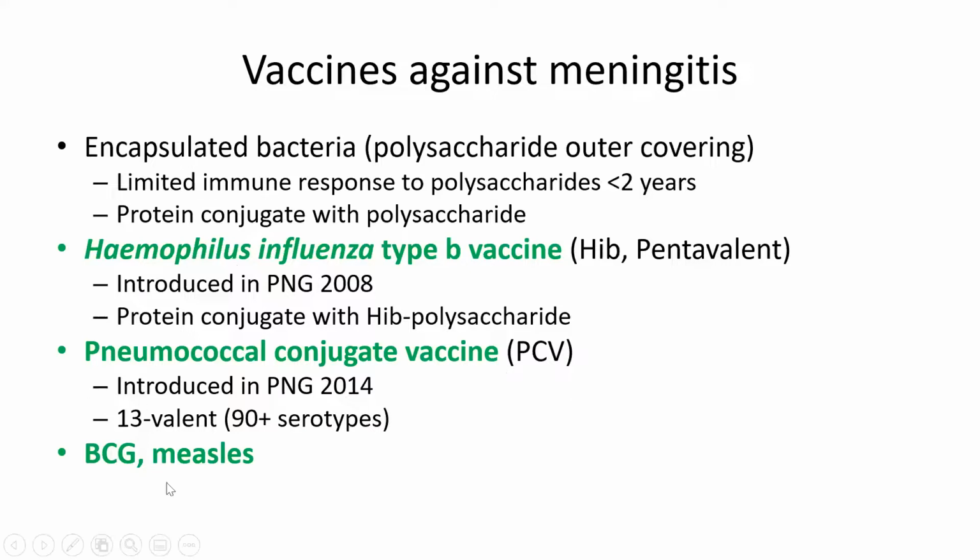There are a couple of other vaccines that will protect against meningitis too. As you know, BCG protects against TB meningitis, and measles vaccine, even though measles meningitis is pretty rare, protects against measles meningitis and also, of course, SSPE. So not only is it the Hib vaccine and the pneumococcal vaccine that protect against meningitis and encephalitis, but also some other vaccines as well.